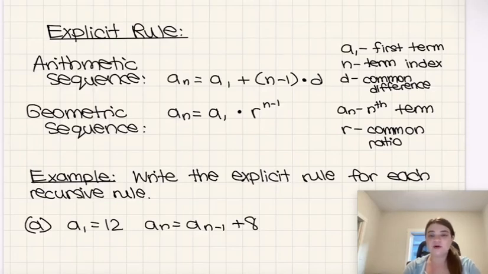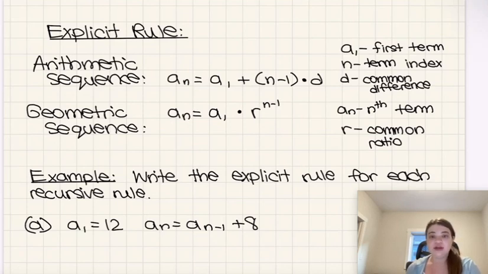Today, I'm going to be going over how we can write the explicit rule from the recursive rule. So, first of all, what is the explicit rule? What does that mean? Basically, the explicit rule is a rule that allows us to find the nth term of any arithmetic or geometric sequence just by knowing, in the case of an arithmetic sequence, the first term, the common difference, and which term we would like to find.